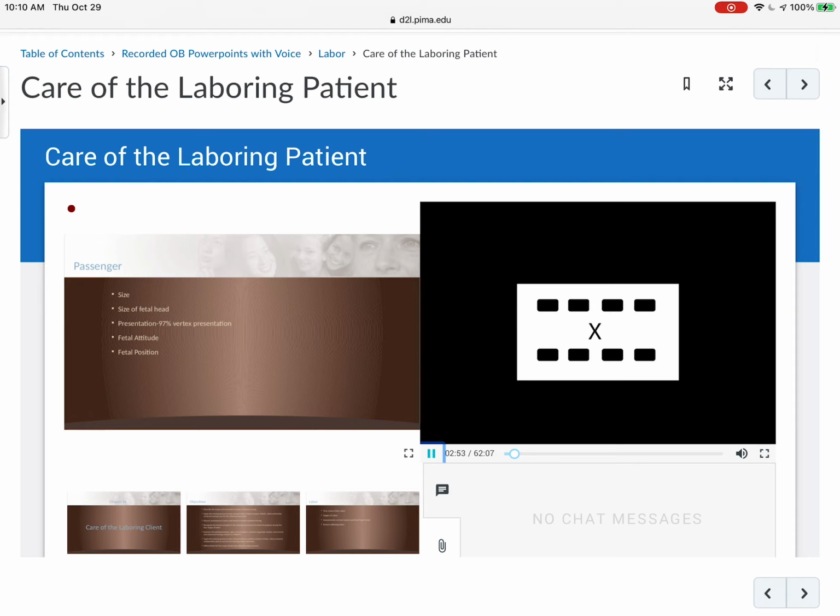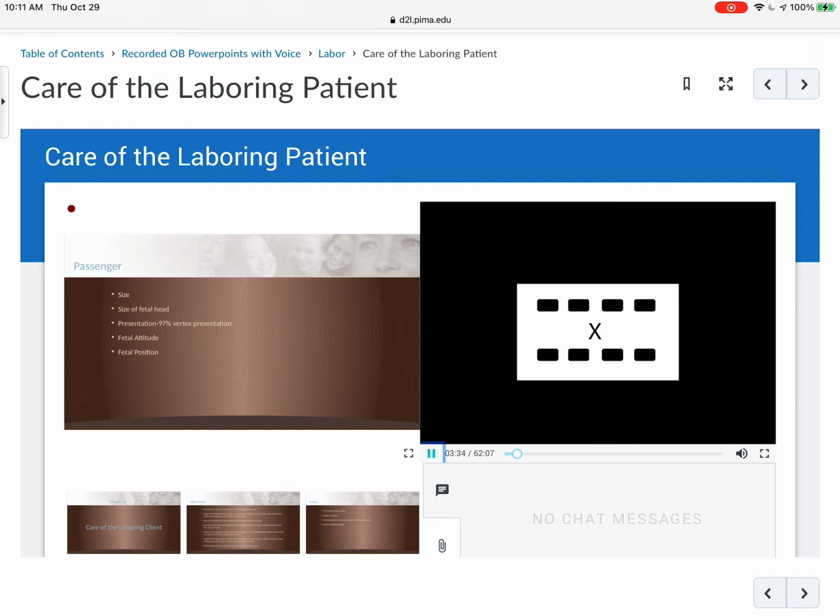Macrosomia is a large baby. And interesting enough, 50% of diabetics are prone to have a large baby. And we'll talk more about that when we talk about diabetes. But a large baby sometimes cannot fit through the canal. Labor will stop, and the baby's head cannot drop down the birth canal despite having really good contractions. And sometimes those patients end up with C-sections. And the same with the size of the head, especially in proportion to the size of the mom's pelvis. The passenger has a lot to do with how it's presenting in the birth canal.